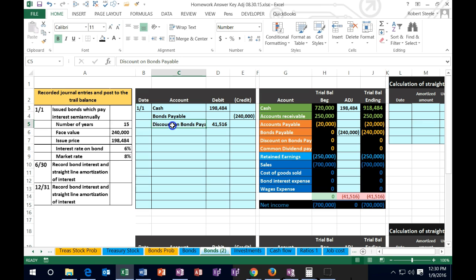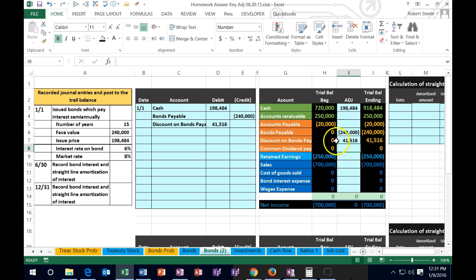Then we're going to have the discount on the bond. So here's the discount here. It's in the liability section. Again, I'm going to go to I7 equals and point to that 41,516, bringing this balance up in the debit direction to, of course, the 41,516.